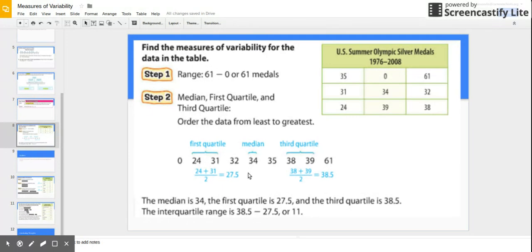Our first quartile is the median of this lower half. So the lower half is 0, 24, 31, 32. The lower half does not include that 34. So now we're finding the median between 0 and 32, not the 34. So 0 to 32.